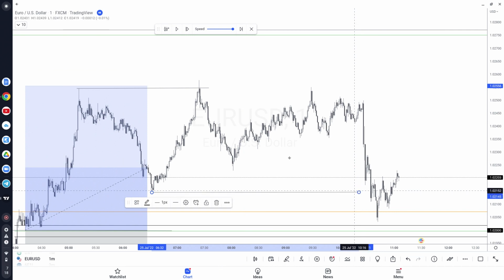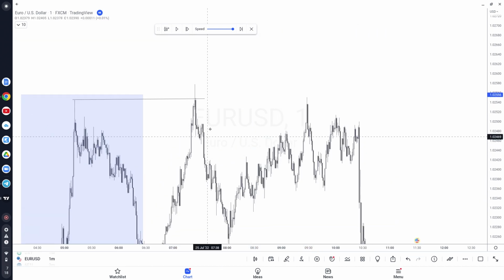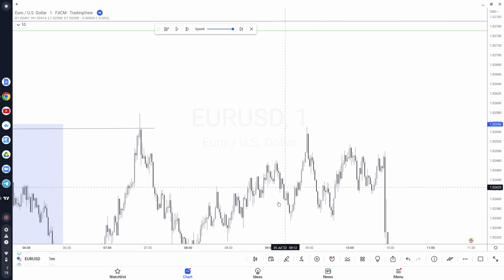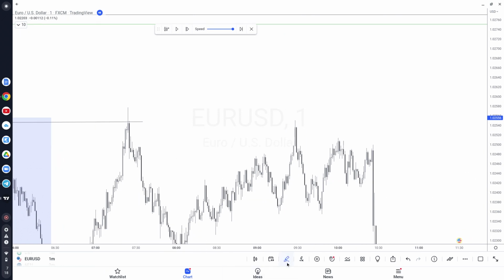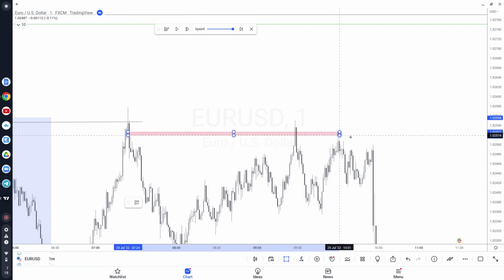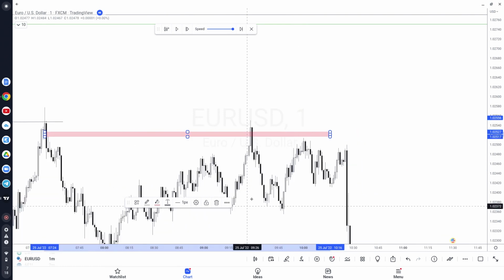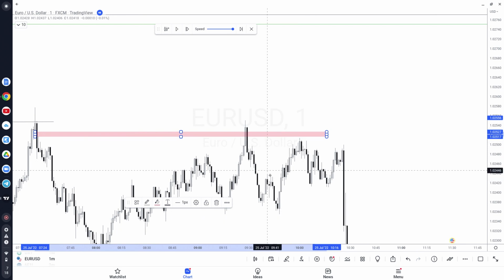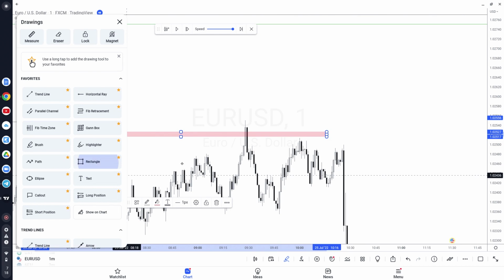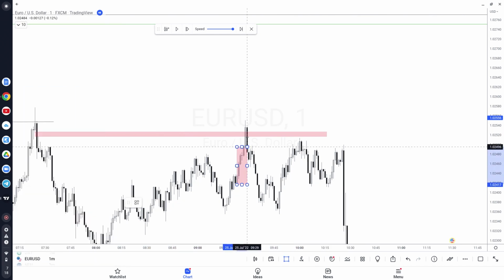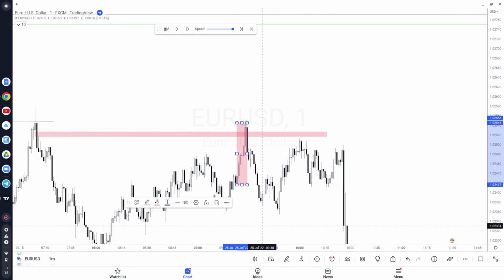Okay. Now, once that is taken, it leaves behind a small fair value gap right here. Okay. Right at 930. Price pushes up and it fills that entire fair value gap. Okay. This series of candles right here would be the bearish order block. Right?